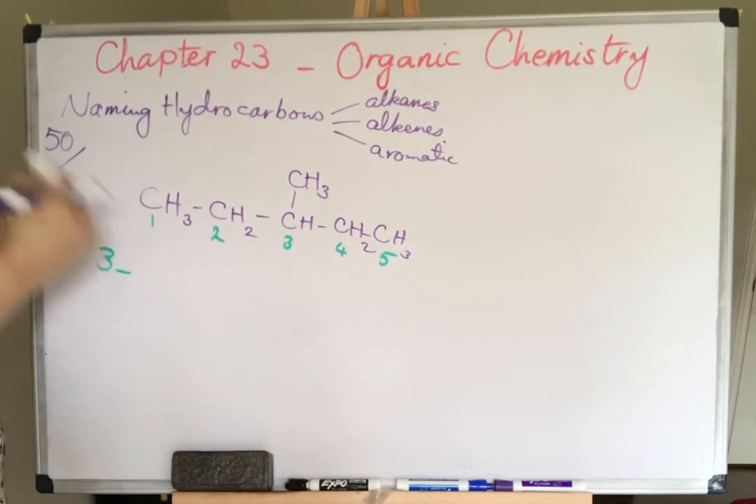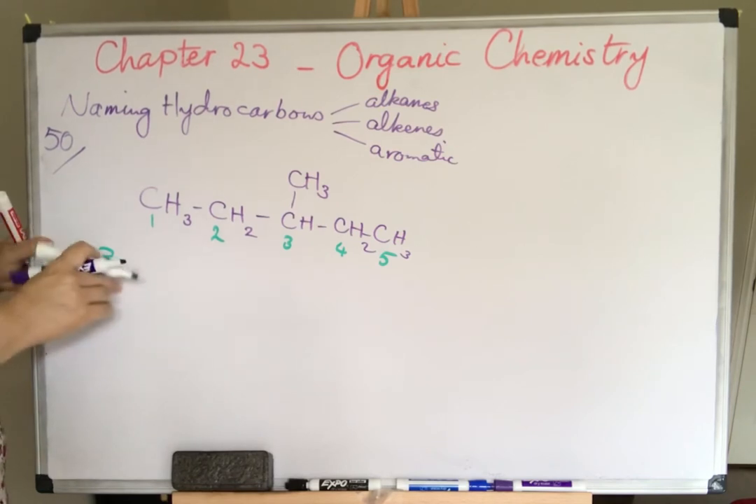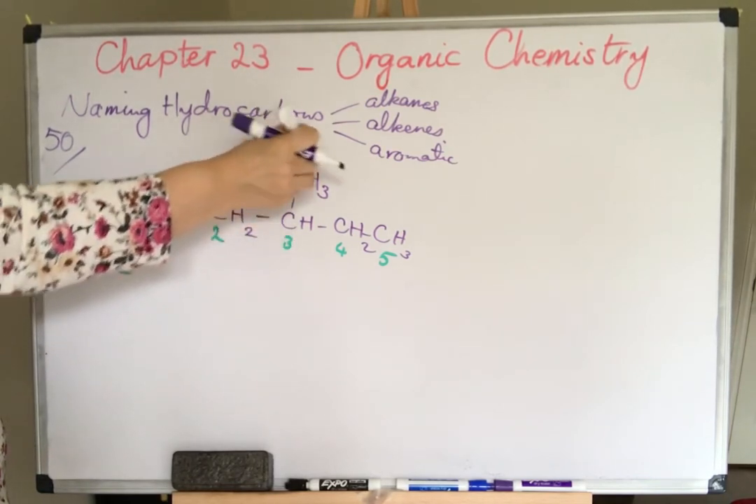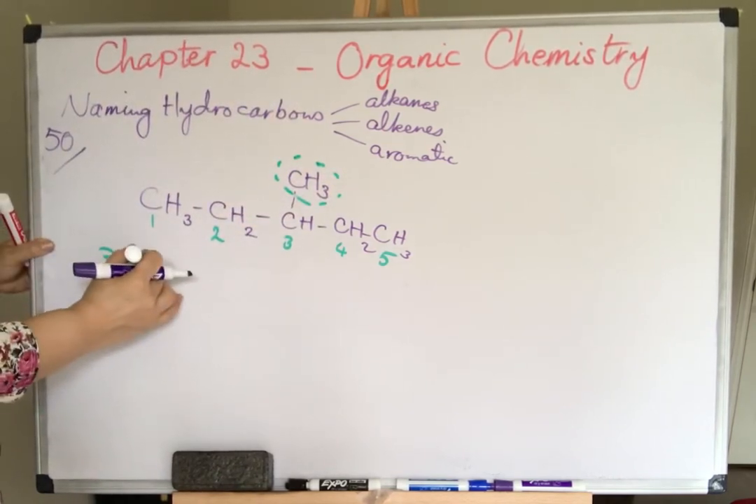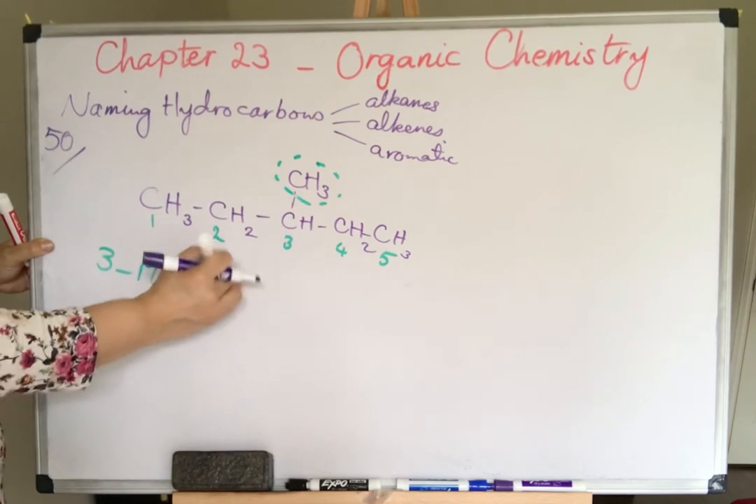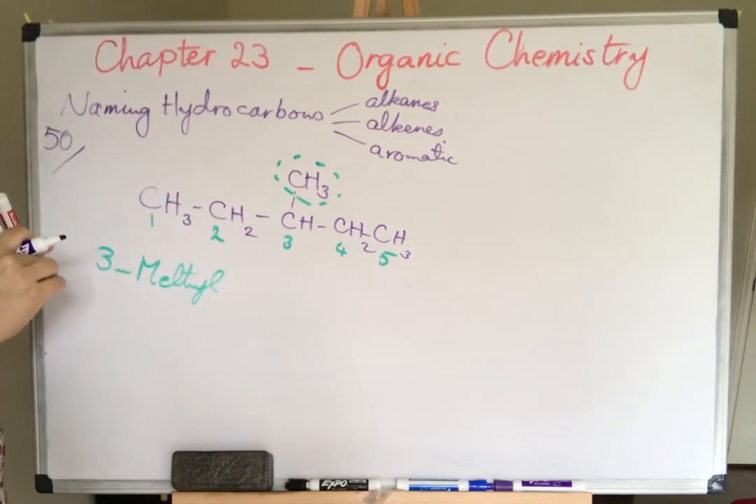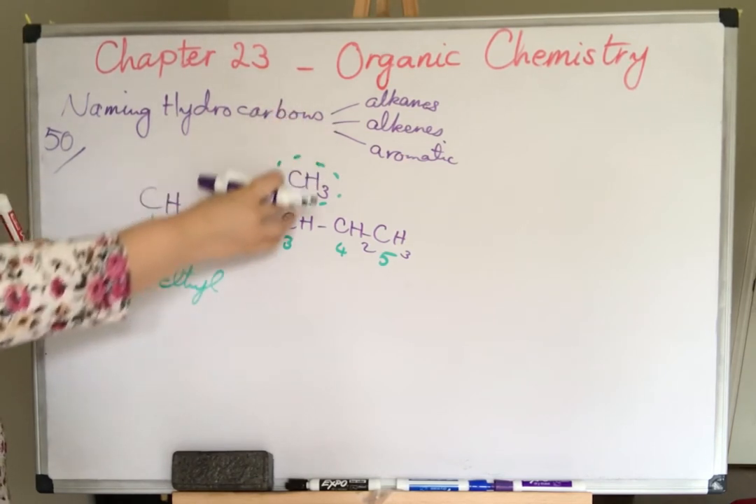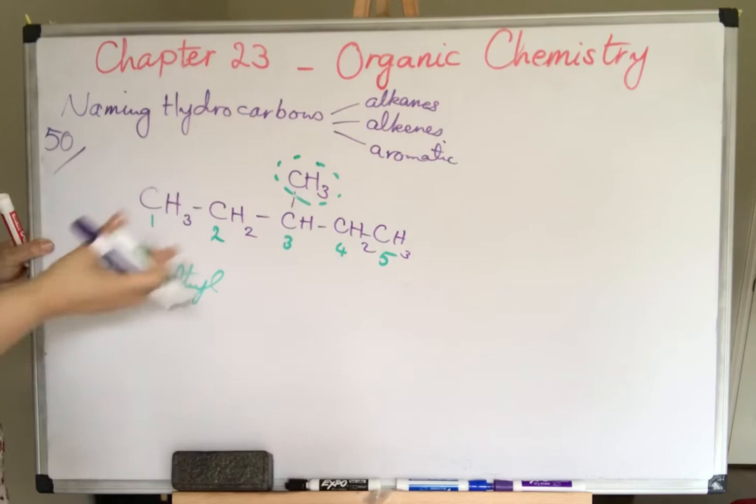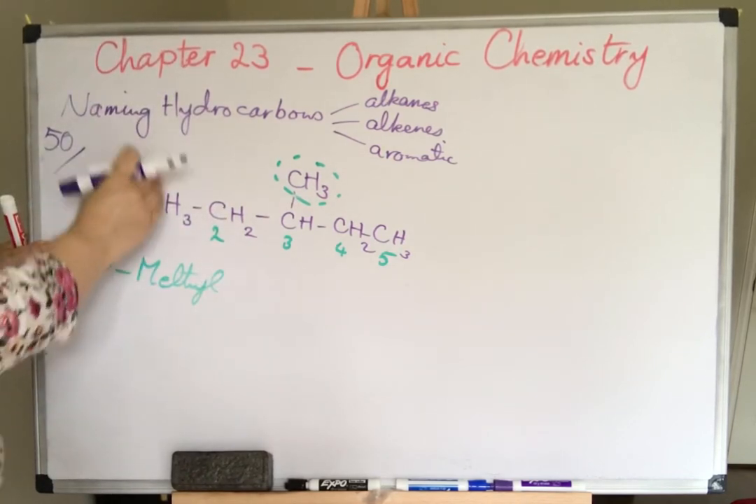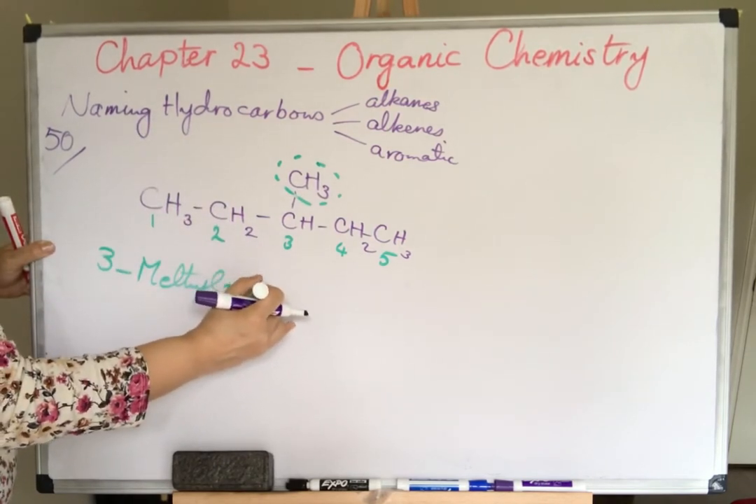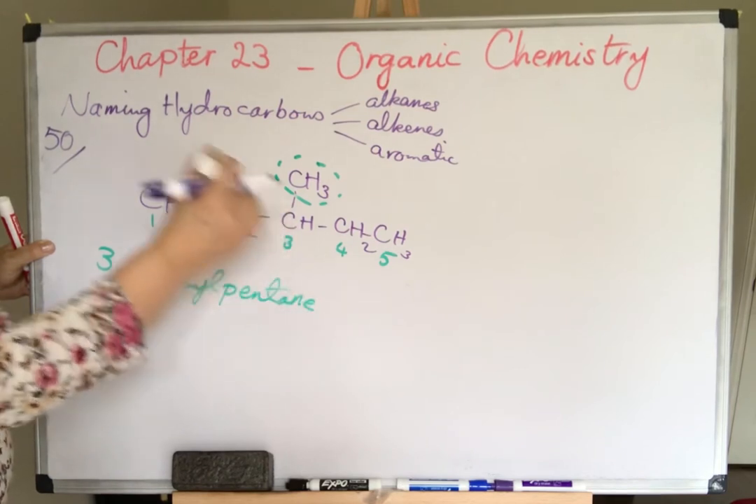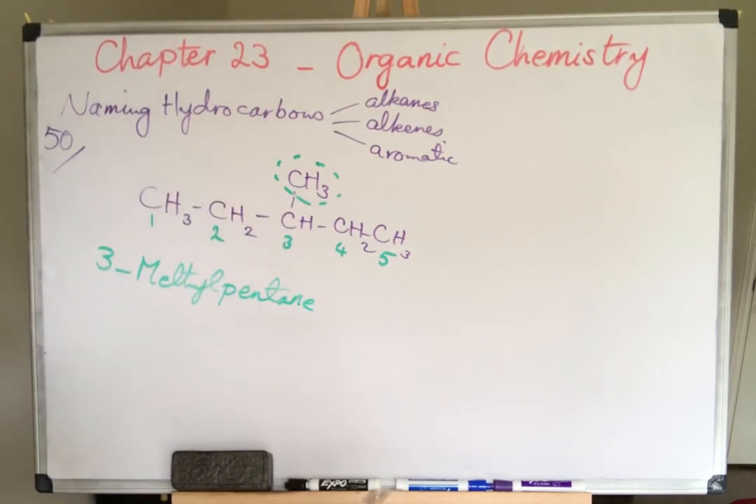Between every number and letter, you need to put a dash. What is the name of your branch that you were supposed to memorize? A CH3 is called a methyl, right? In the first video, I asked you to memorize them. 3-methyl, so it means that there is a methyl group on the third carbon. And there is nothing else, no other branches. So how many carbons do you have in your longest chain? 5. 5 is pentane. This is another thing you should have memorized. So it means that there is a methyl group on the pentane on the third carbon.